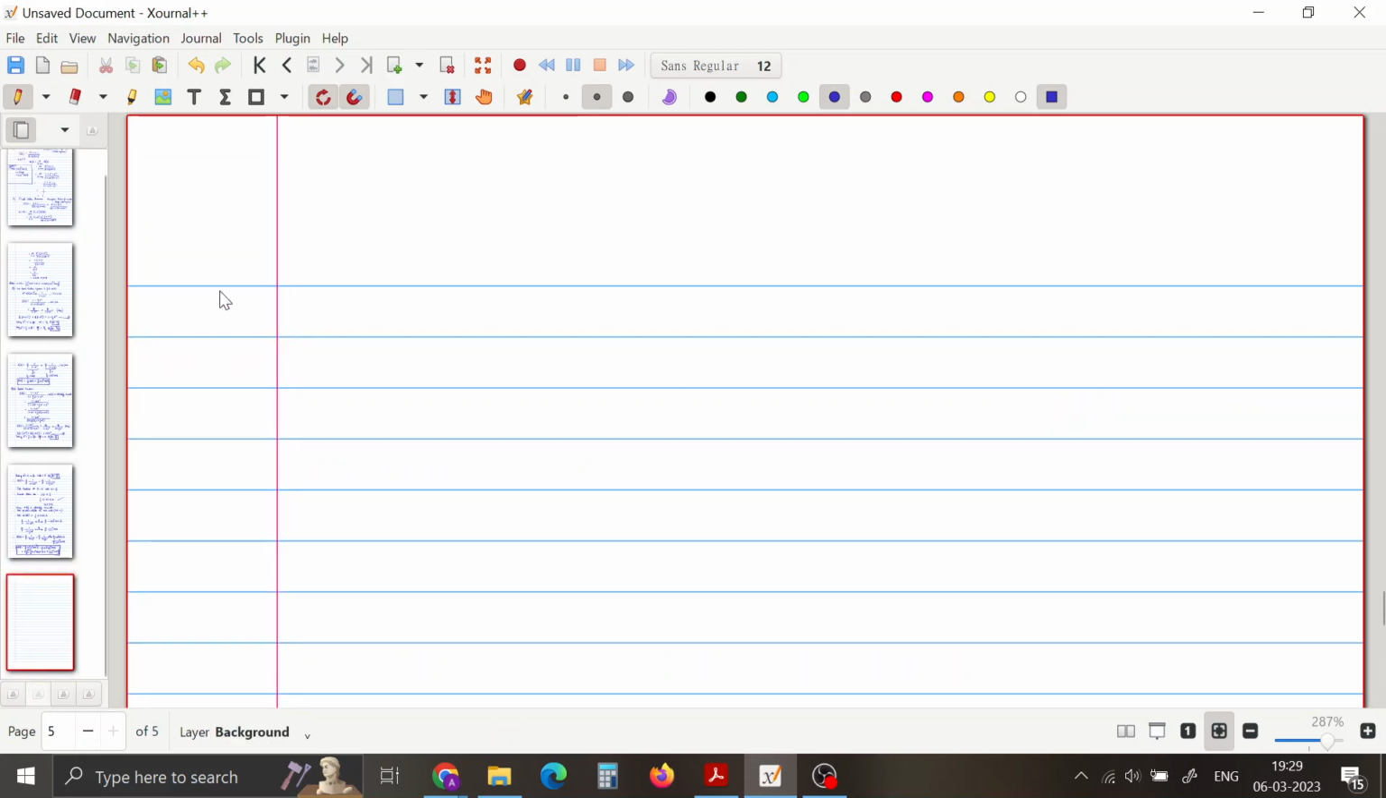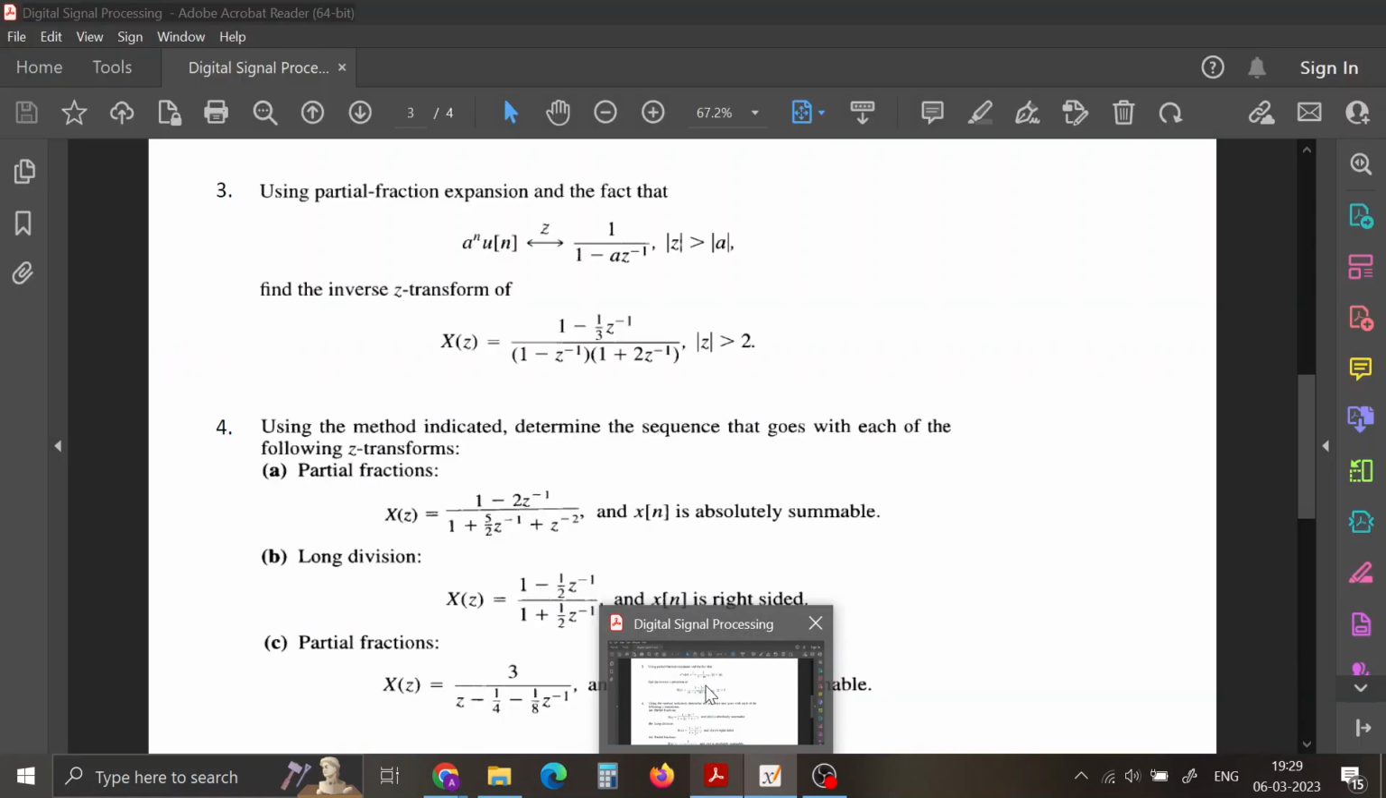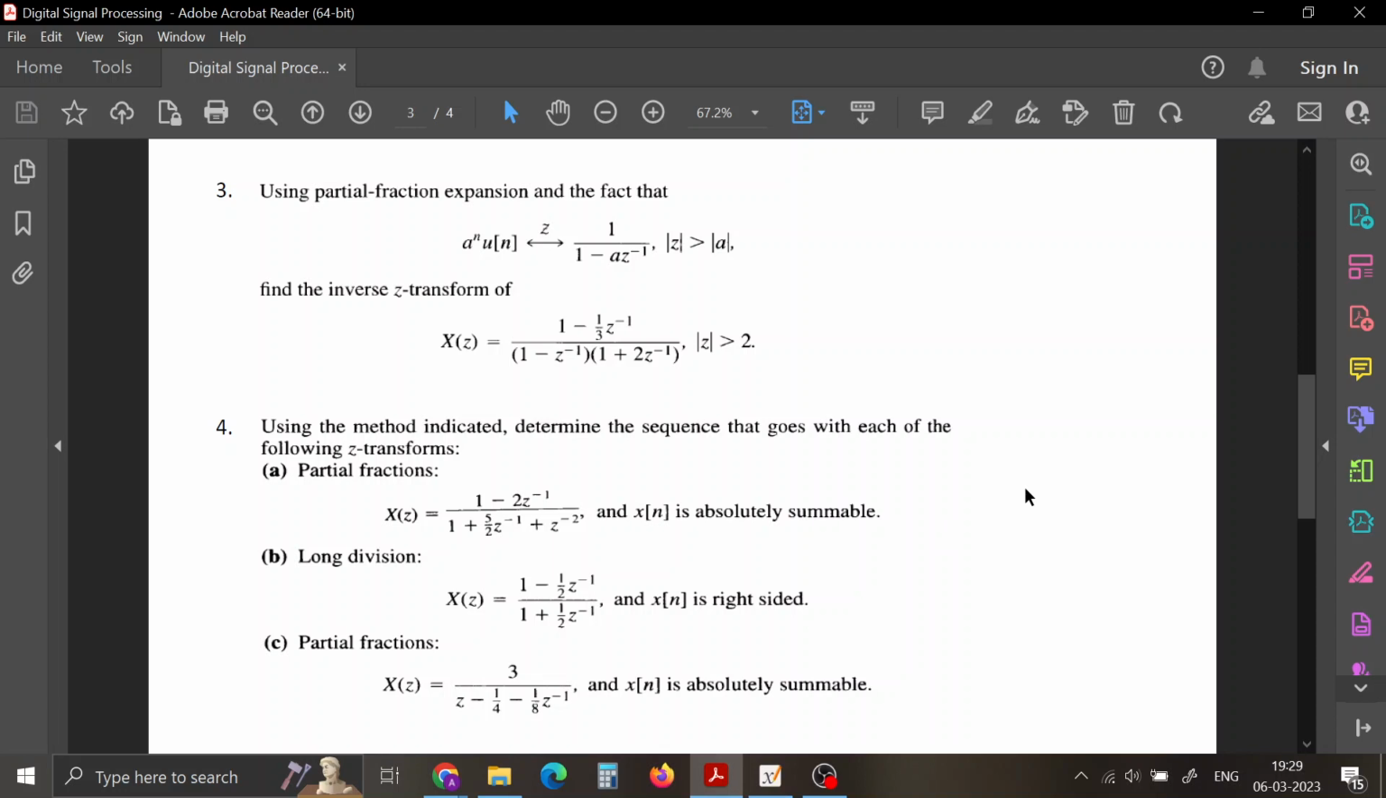Okay, now coming to 4b. Let's look at what is given in 4b. Again in 4b we have been given our x of z, and we have been told that x of n is right sided. In the previous case it was mentioned that it is absolutely summable. Here the condition is x of n is right sided. It's a hint. Similarly, this will again help us to choose our ROC.